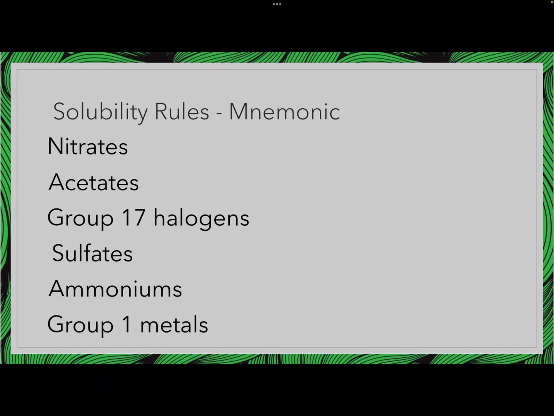It doesn't matter what the other one is, it's going to be soluble. So nitrate, regardless of if it's a group 1 metal nitrate, so sodium nitrate, is going to be soluble. Copper nitrate, soluble. Iron nitrate, soluble. Whatever you put as the positive, if it's got nitrate as the anion, it's going to be soluble. Same with acetates. Ammoniums and group 1 metals are the same, so whatever negatively charged ion you put there, it's going to be soluble. Same with the group 1 metals. So sodium something, it's going to be soluble. The only exceptions are to our halogens and our sulfates.